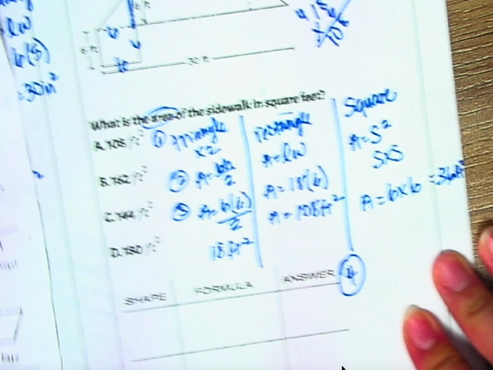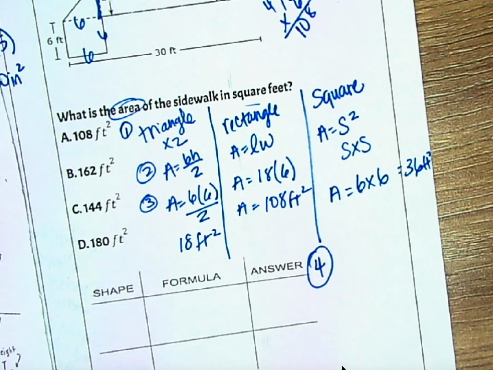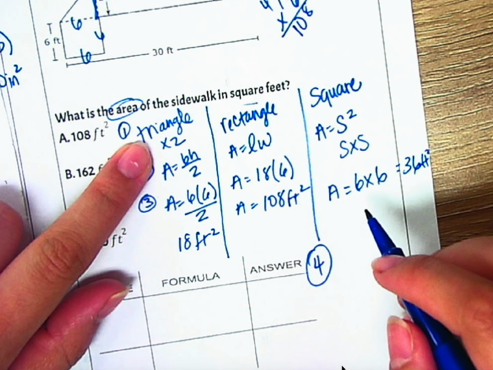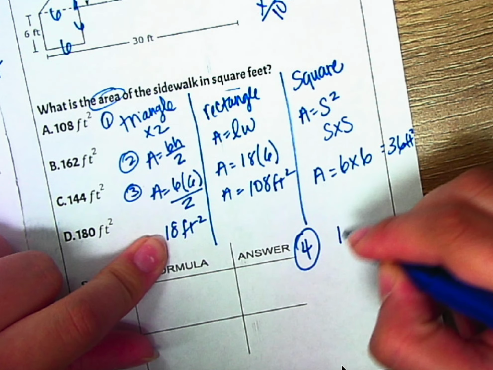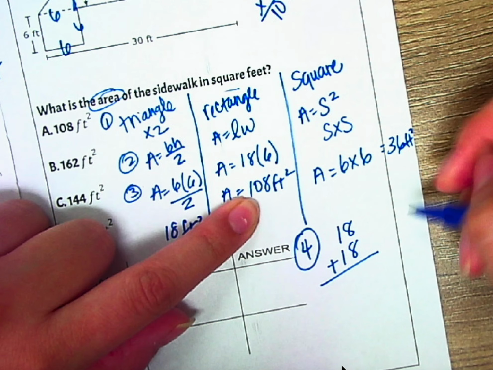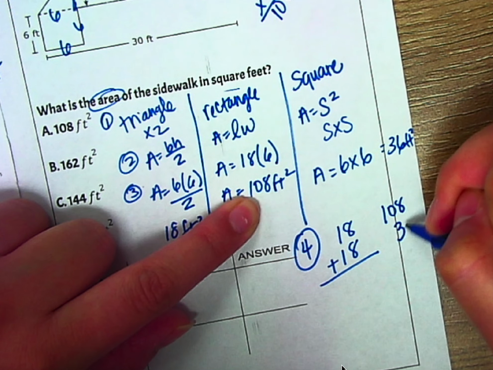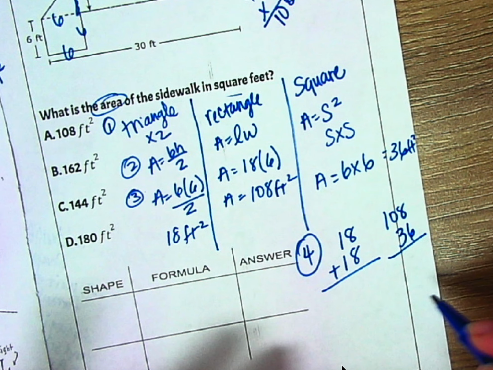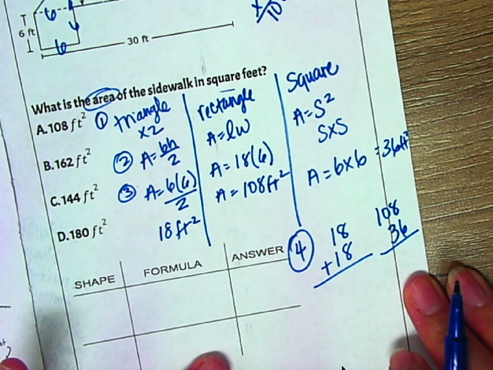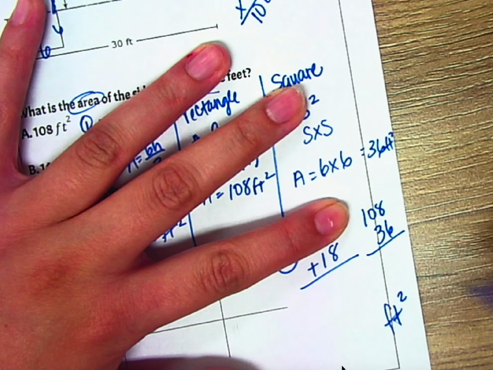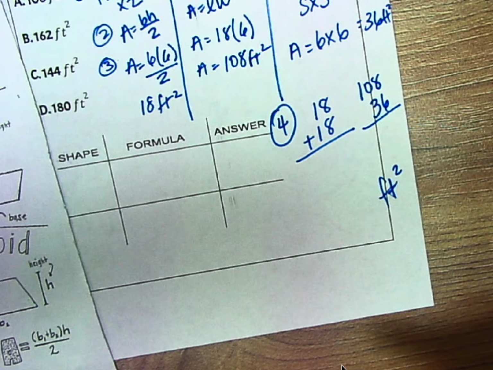So I'm going to let you finish this part, and you're going to raise your hand when you're done so the teacher can come by and check. Remember, triangle has 2 shapes, so I'm going to have to put 18 twice, plus 18, and then I'm going to have to add my rectangle and my square. Make sure that you add those 2 numbers. You add everything up, and you will get your answer. Don't forget to write your measurements. Whatever you get after you total, it's going to be feet squared.